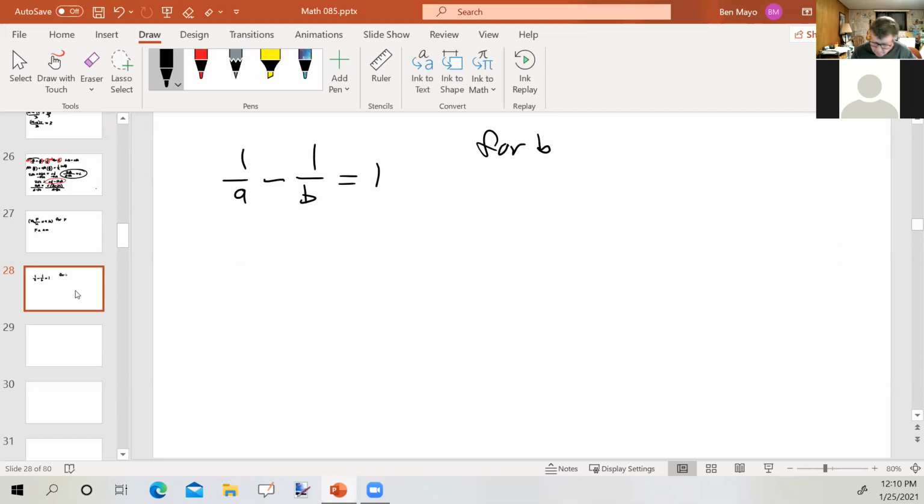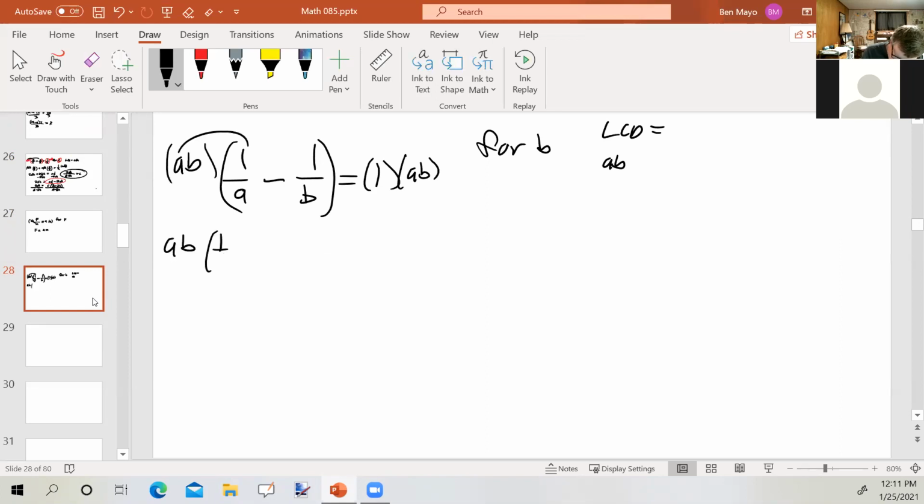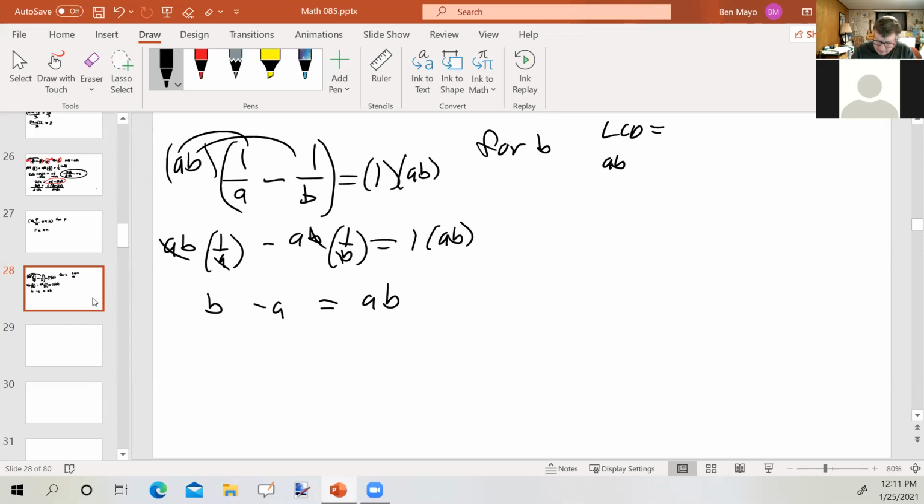Solve for B. So I'm going to multiply both sides by the least common denominator. So the LCD is AB. Distribute, I get AB times 1 over A minus AB times 1 over B equals 1 times AB. AB times 1 over A is just B. AB times 1 over B is just A, so I get B minus A equals AB.